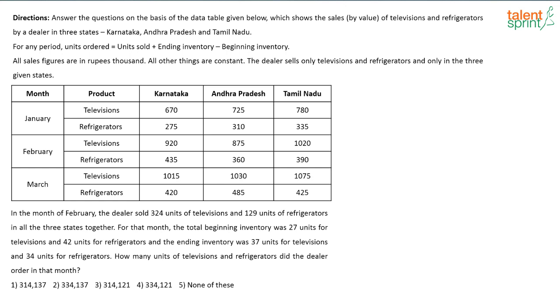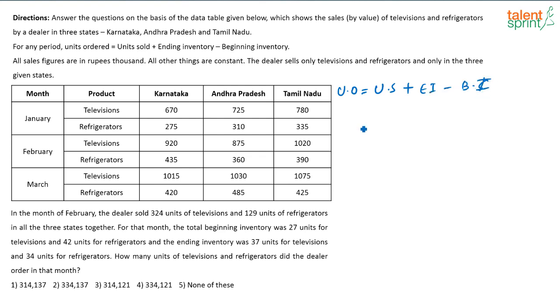So this question is relatively easy compared to the previous ones from the same set, in terms of calculations, I mean. So tell me what the answer will be. So what is asked here in this question? Yes, in the month of February, the dealer sold 324 units of television and 129 units of refrigerators. So, units ordered is equal to units sold plus ending inventory minus beginning inventory.